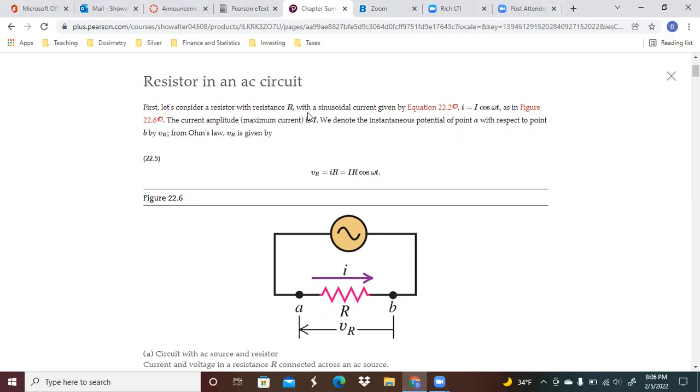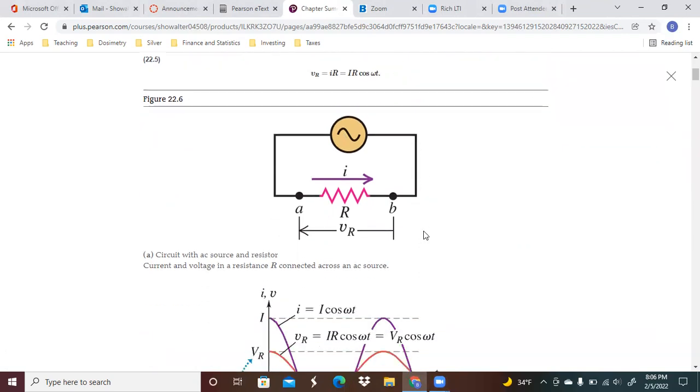The current amplitude is capital I, and we're going to denote the instantaneous potential of point A with respect to point B down here with V sub R. In other words, the potential difference is V sub R. For Ohm's law, this is given, of course, by the instantaneous current multiplied by the resistance. And then we know what the instantaneous current is, so we substitute for that. So this is what we come up with.